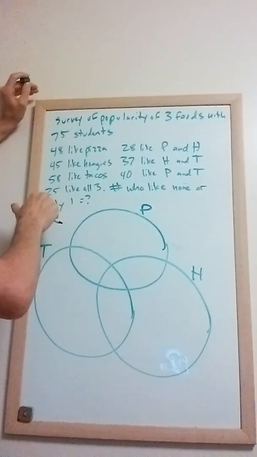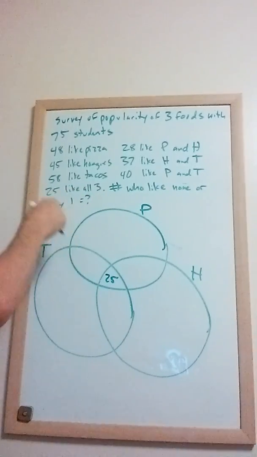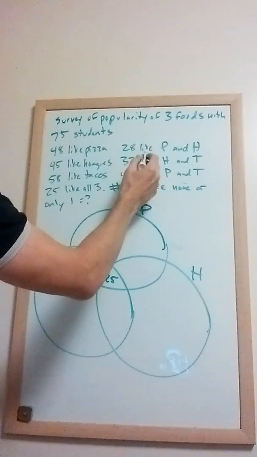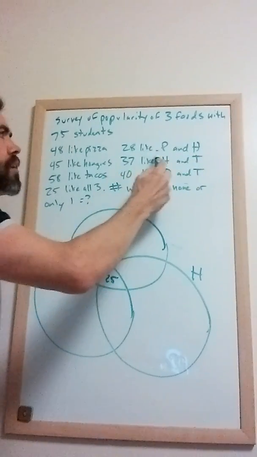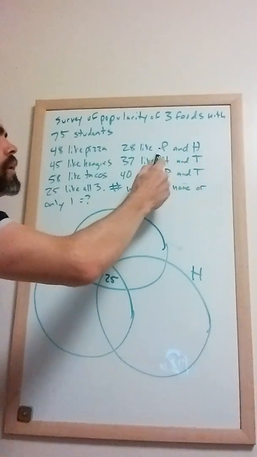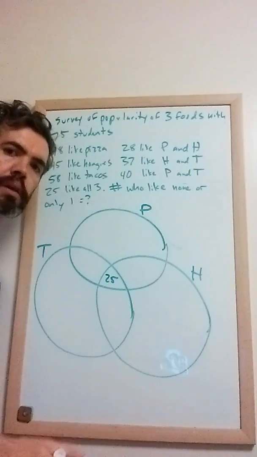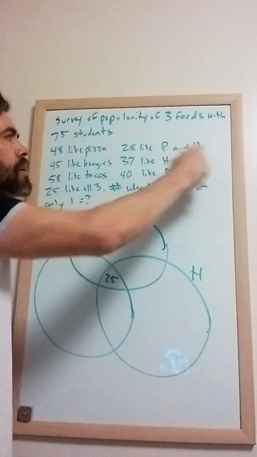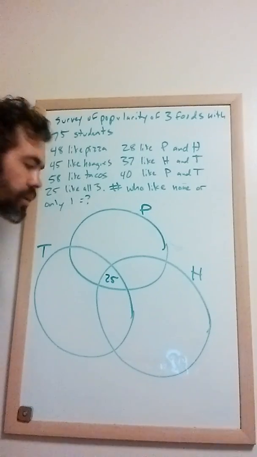So I know for a fact that 25 like all three, so I'm going to put 25 here, okay? Then I'm going to start with the doubles. They say 28 like pizzas and hoagies, and when they say that, like I said before, I have to be really careful. Do they mean they like only pizzas and hoagies? Or does this group include people who like all three? The way they worded it, when they say 28 like pizza and hoagies, they also included the triples, people who like all three.